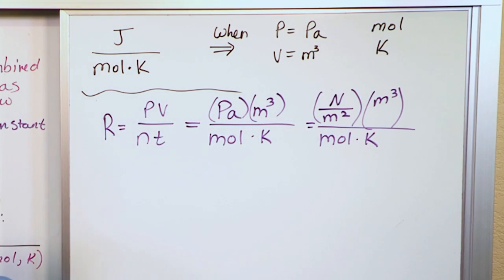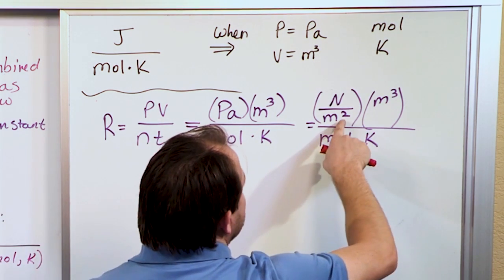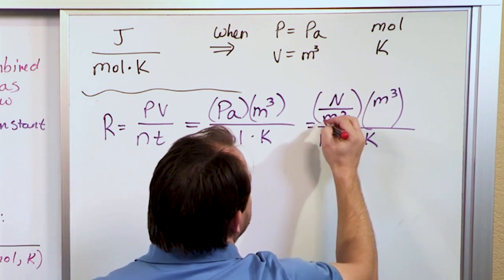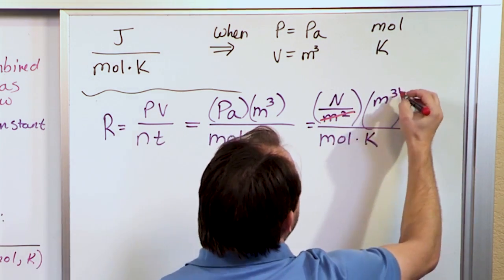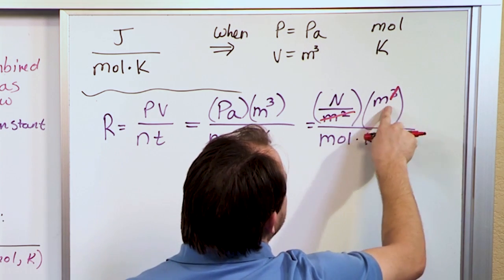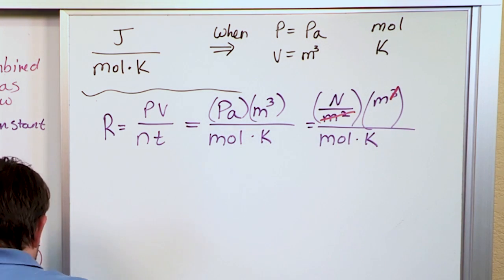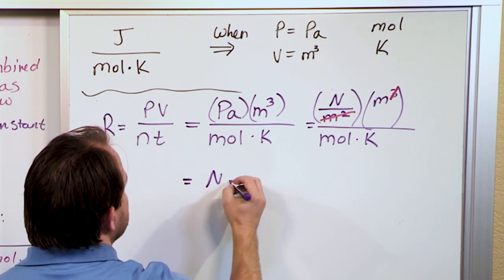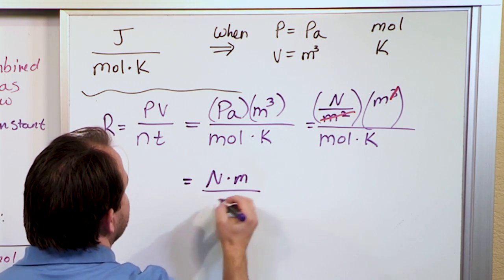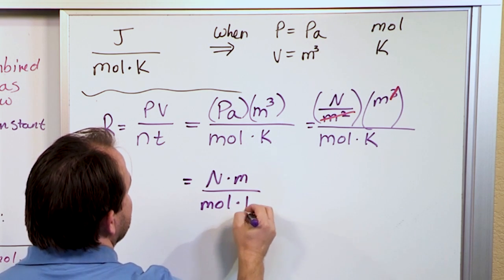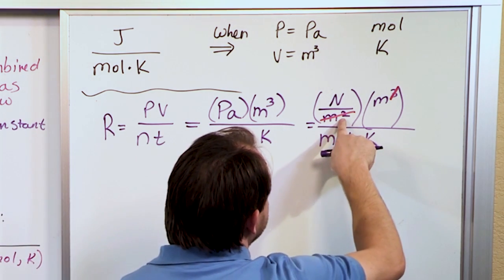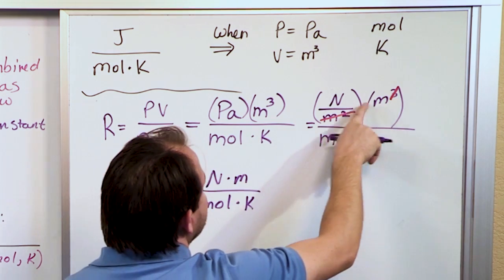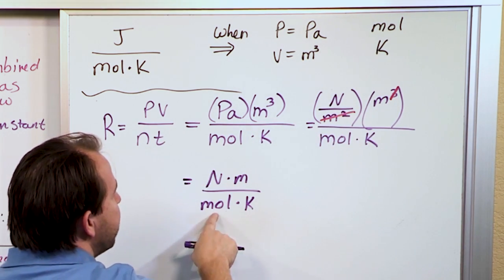Okay. So what do you have here? We have square meters on the bottom, and we have cubic meters on the top. So both of these m's cancel with two of these m's, so you just have one m on the top. So what you're going to end up having here is a newton times a meter on the top, and a mole times a Kelvin on the bottom. Because both of these meters cancel with two of the three of these, leaving one on the top. So you still have newton times meter, and you have mole Kelvin.